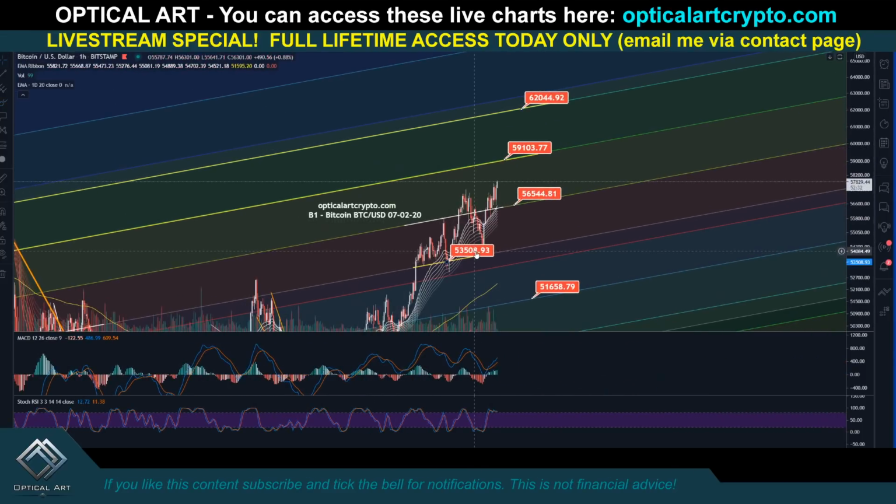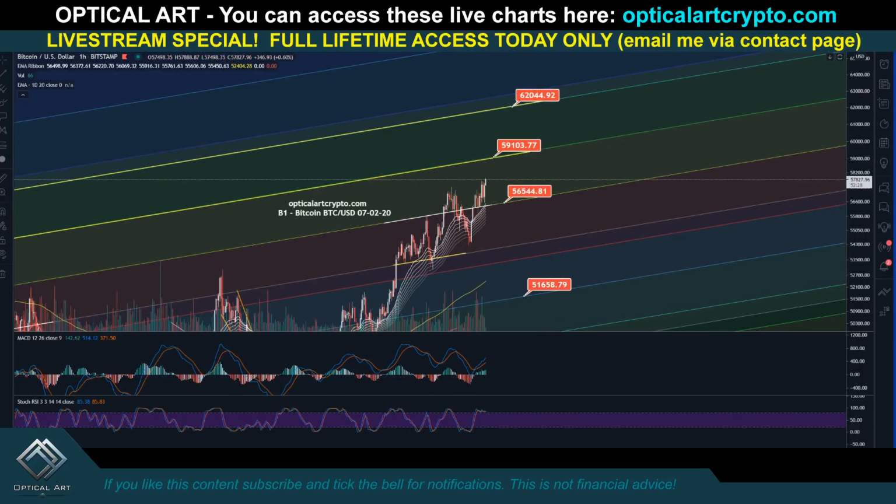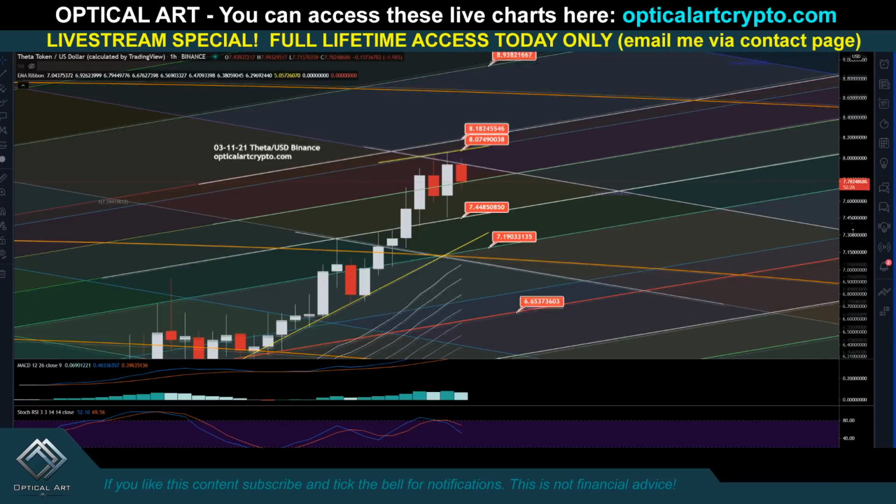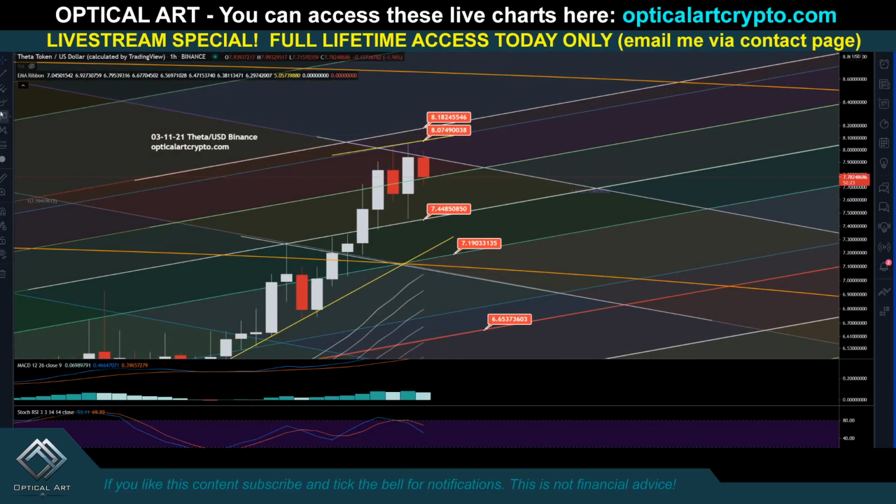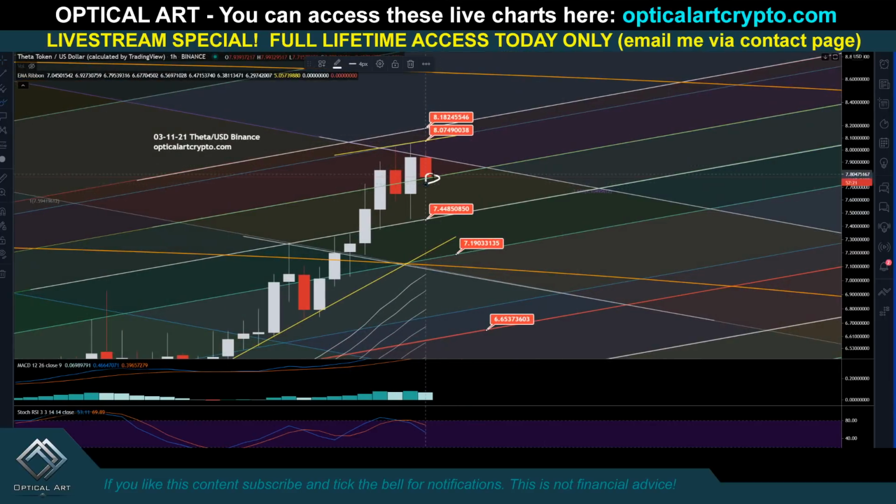But do compare all of the charts to make sure, like if you have charts with matching targets, that's a likely point to get rejected. Again, Theta, you can see that we came down. Notice we found support right here. So it's possible we could push back up to $8.07. If we do drop, your next support is $7.44.